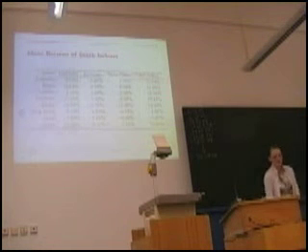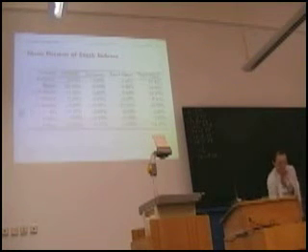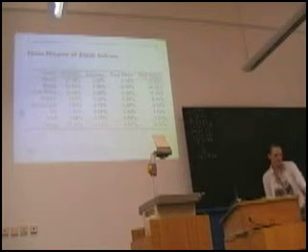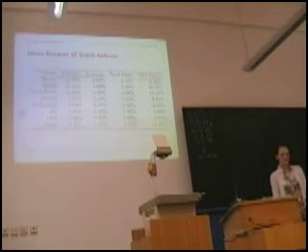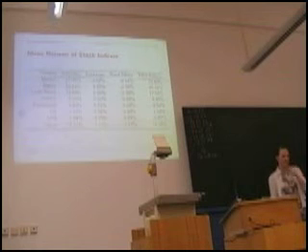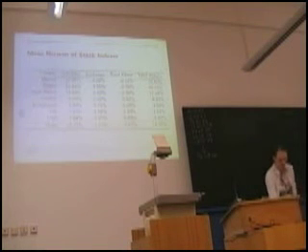And the last term is the total return. Here you can see it's pretty high. In Russia you have 46.55%, and in the USA it's a negative value.